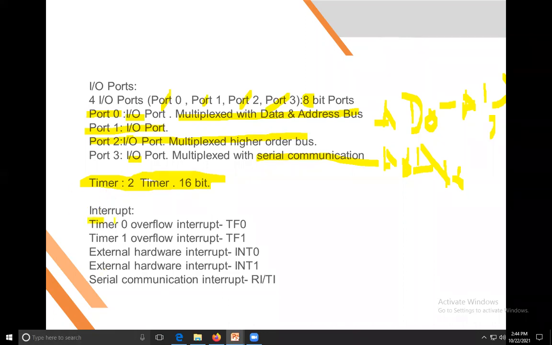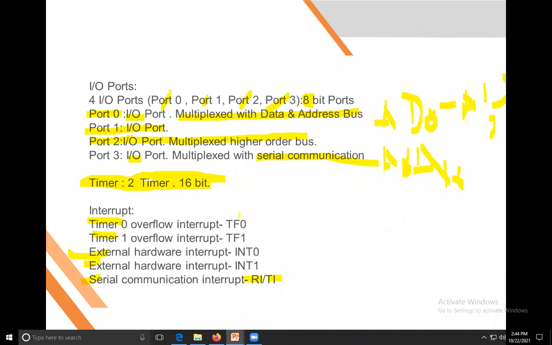Then these are the interrupts. Timer 0 interrupt, Timer 1 interrupt, external hardware interrupt 0 and interrupt 1, and this is serial communication. RI means receive interrupt: R means receive, I means interrupt. TI means transmit interrupt: T means transmit, I means interrupt.